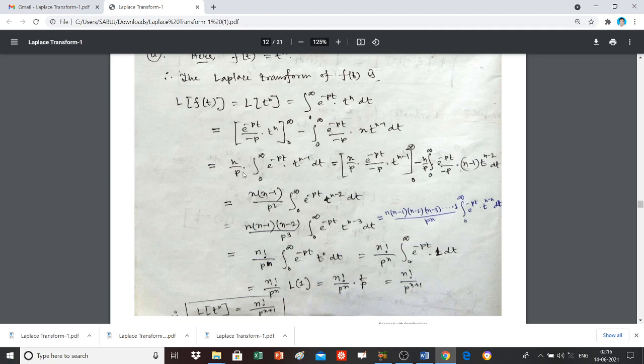P is increased by 1, so here it will be increased by another one. That is p to the 3. And then 0 to infinity e to the power minus pt, and the power of t is decreased by 1, then 2, so here it will be 3, and dt. You can do it using this kind of evaluation. So I am not going through this. If you wish, you can check it.